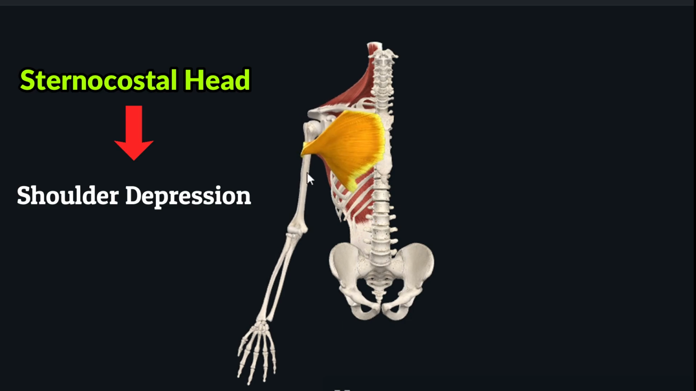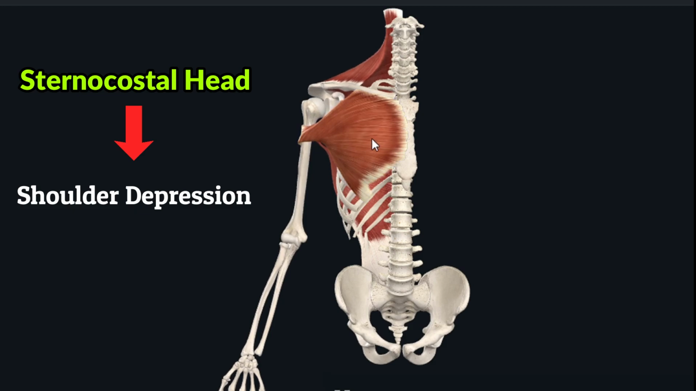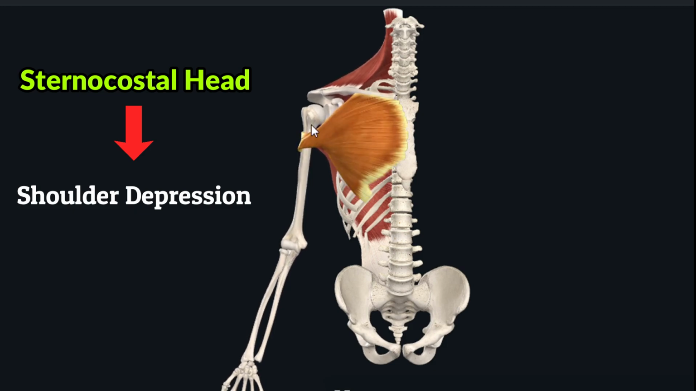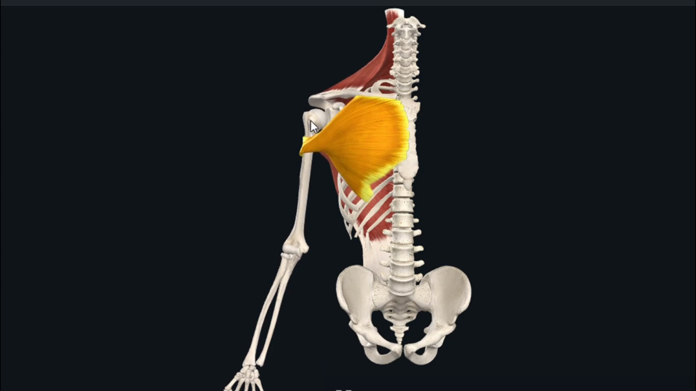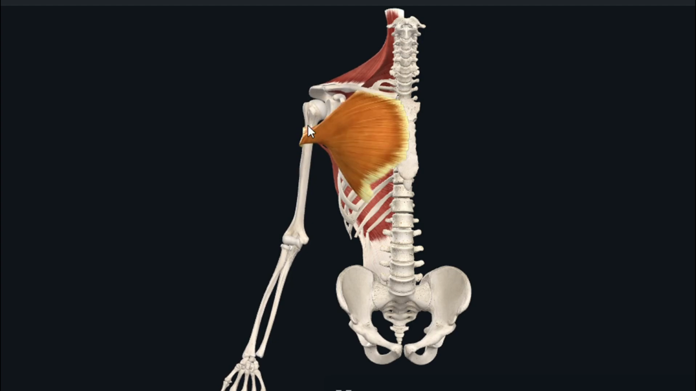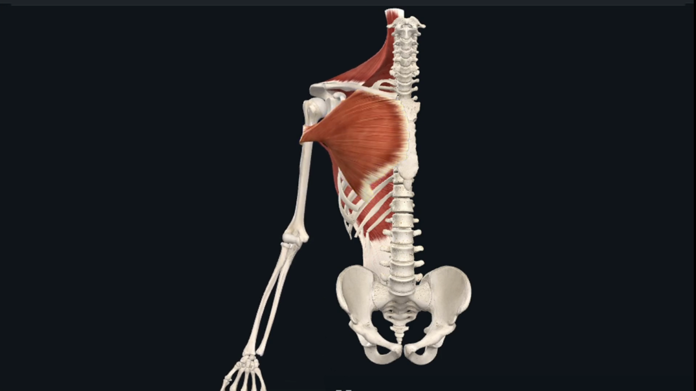Let me show you. You can see that the sternocostal head actually depresses the shoulder joint. That is, it draws the upper limb a little bit down. So it depresses the shoulder joint, or it depresses the humerus bone a little bit, so depressing the upper limb. This was the isolated action performed by the sternocostal head.